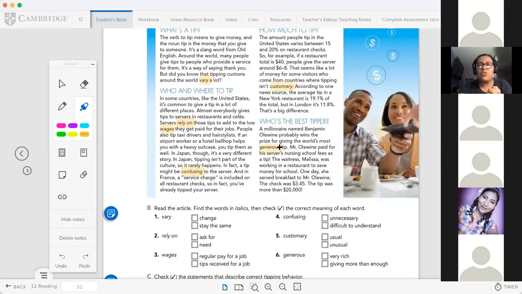Okay, I am gonna give you 3 minutes to do this activity, all right? I'm gonna close my camera. I'm gonna play music. You have one song to do this activity. What you have to select is which option defines or describes the word that we have here. Number 1 is very, number 2 is rely on, number 3 is wages, number 4 is confusing, 5 customary, and number 6 is generous, all right? Okay, there we go. So I'm gonna play music.